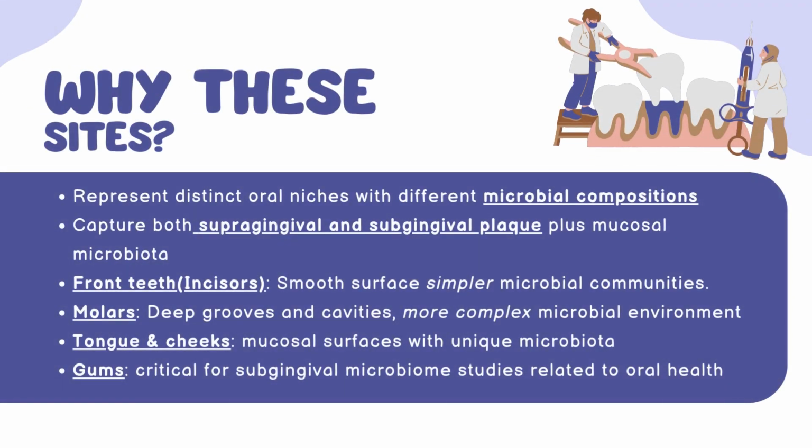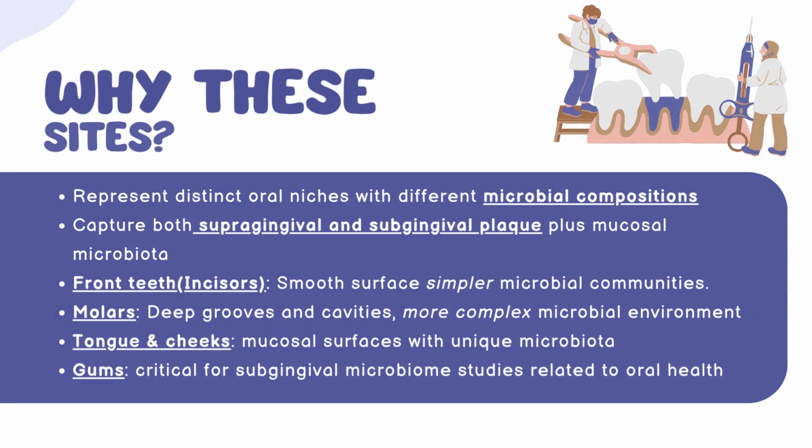We chose the front teeth and bottom molars to capture the differences between smooth and grooved surfaces in the mouth. Research has shown that microbial communities on molars and incisors differ significantly, with molars supporting more complex and diverse bacteria due to their grooves and tendency to trap food, while front teeth or incisors hold simpler communities on smoother surfaces. By sampling both, we can represent these distinct oral niches more accurately. The tongue, inner cheeks, and gums represent mucosal surfaces with different microbial compositions. Including these sites helps us build a more complete picture of oral microbiota.